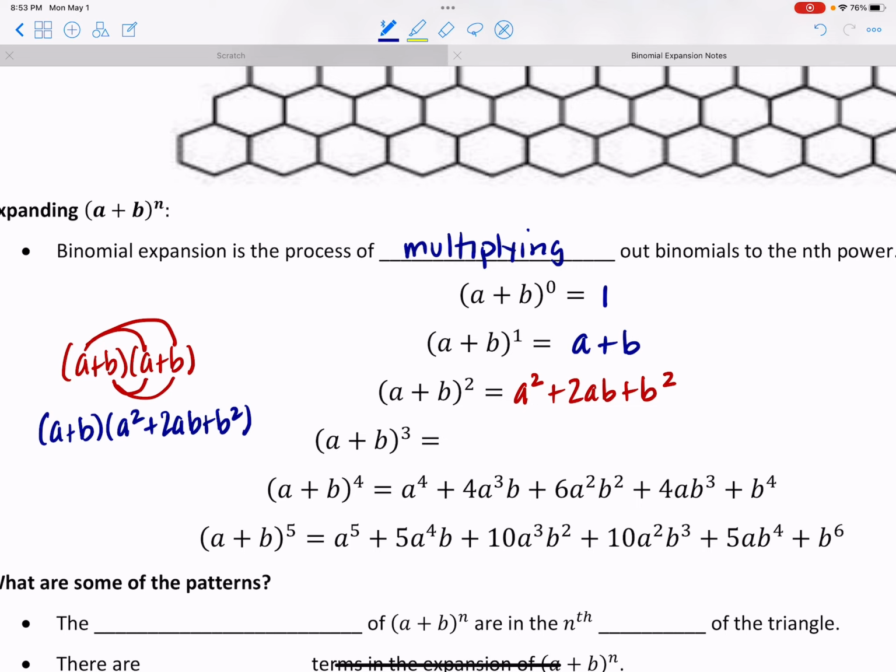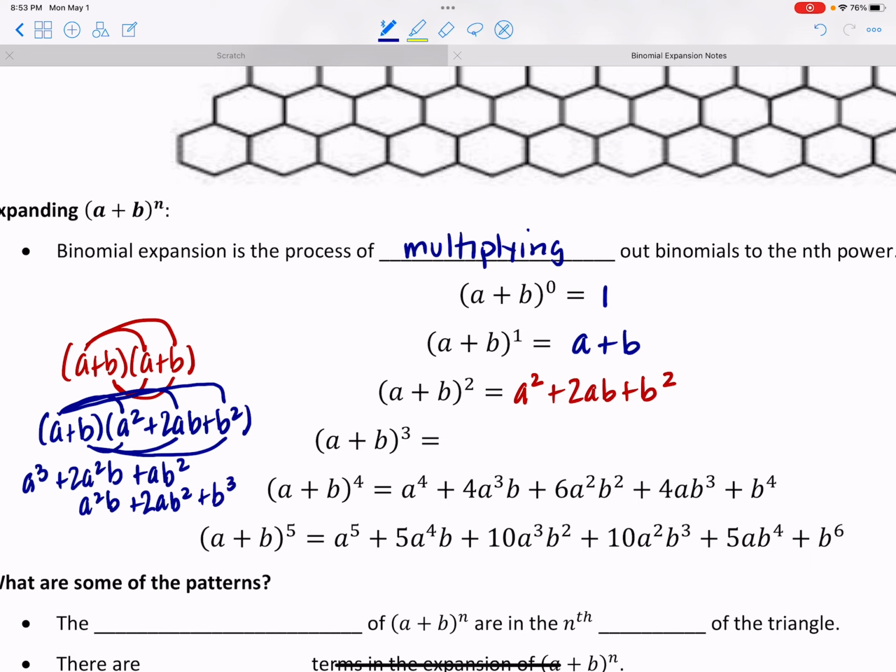So I'm going to get an a cubed, and then I have a 2a squared b, and then an ab squared, and then an a squared b again, and then a 2ab squared, and then at the end here we're going to get a b cubed.